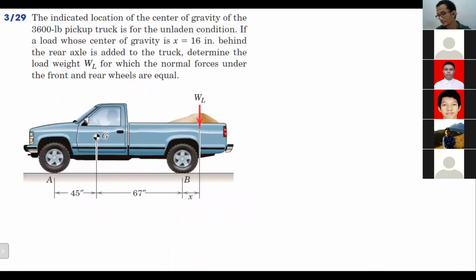Okay. Now the next one. This is our next problem example. Okay, the first thing that you're supposed to do now.